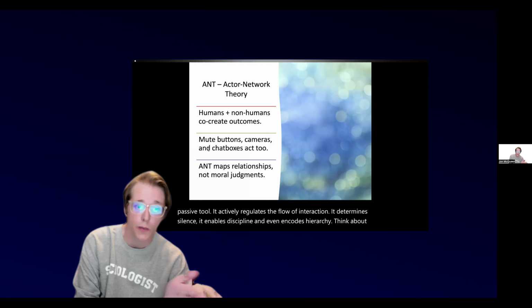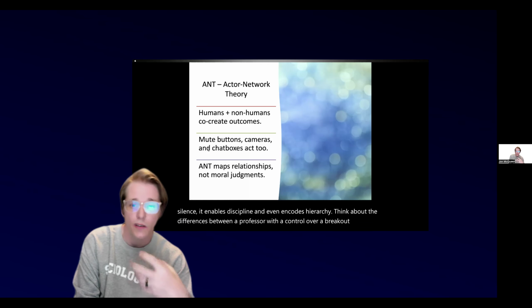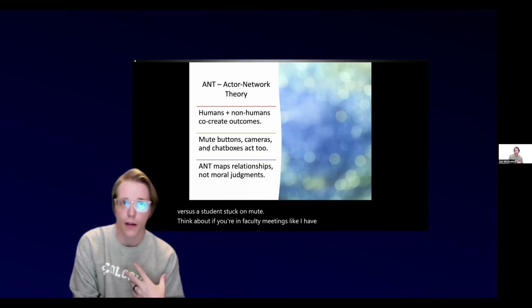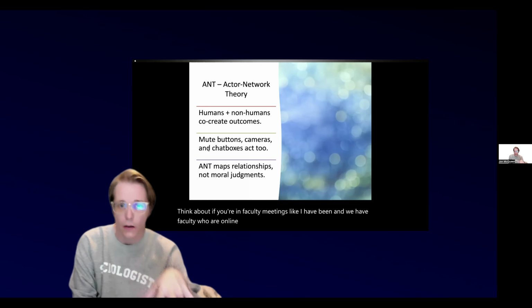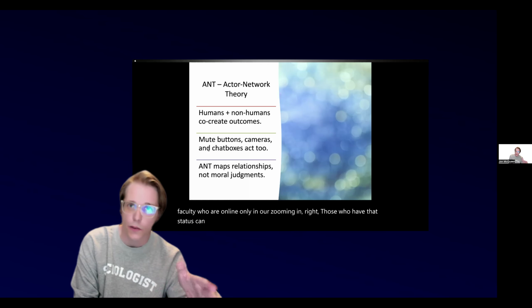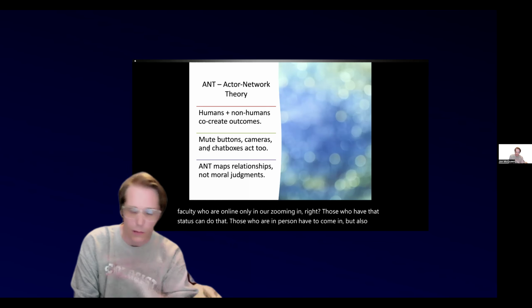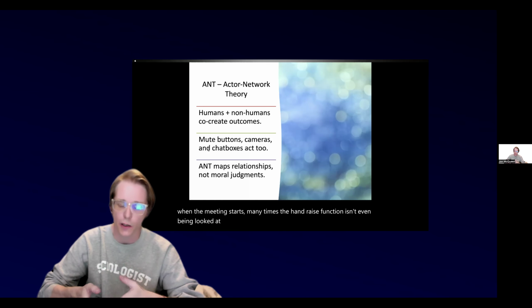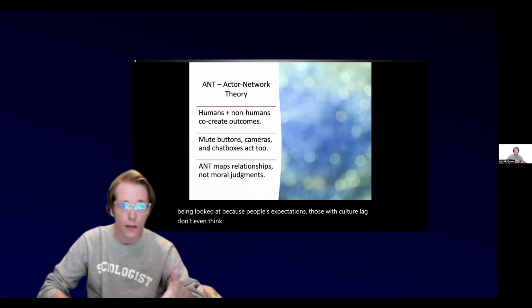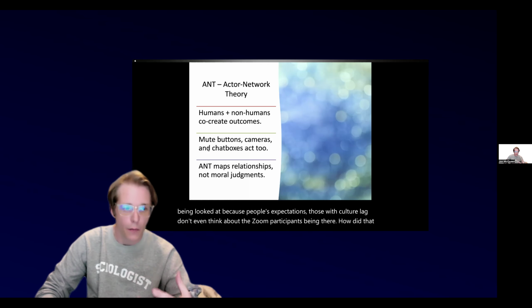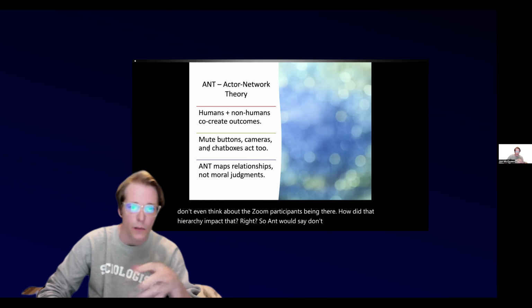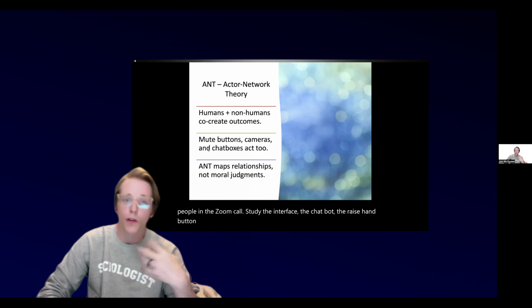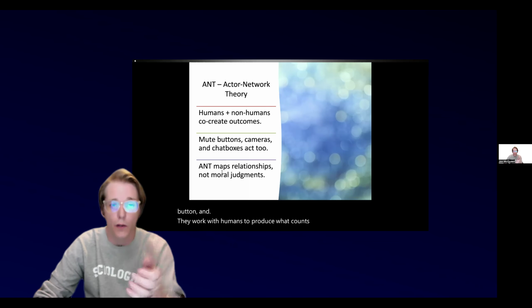Think about the differences between a professor with control over a breakout room versus a student stuck on mute. Think about if you're in faculty meetings like I have been, and we have faculty who are online only and are zooming in, right? Those who have that status can do that. Those who are in person have to come in. But also, when the meeting starts, many times the hand raise function isn't even being looked at because people's expectations, those with culture lag, don't even think about the Zoom participants being there. How did that hierarchy impact that, right? So ANT would say, don't just study the people in the Zoom call, study the interface, the chat bot, the raise hand button, and how they work with humans to produce what counts as participation, authority, and disruption.